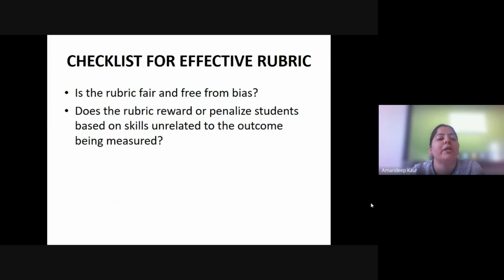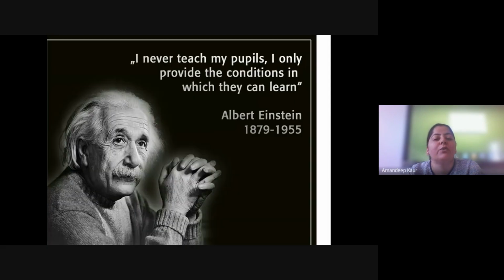And most importantly, the department needs to think about whether the rubric is fair and free from biases, or does the rubric reward or penalize the student based on a scale unrelated to the outcome being measured? So this is all that we wanted to discuss with all of you as far as rubrics are concerned.